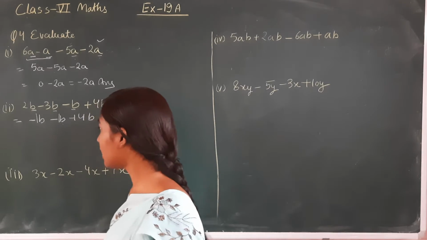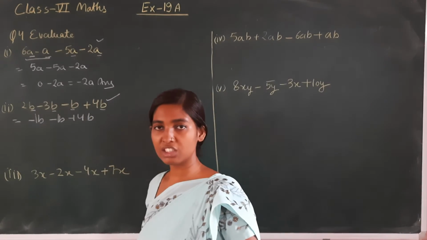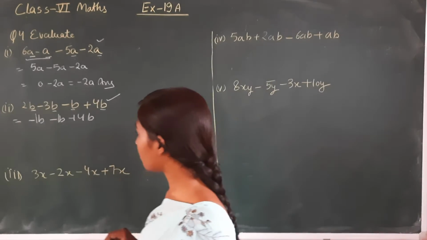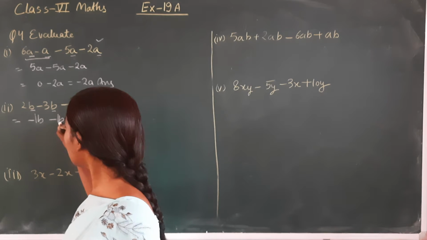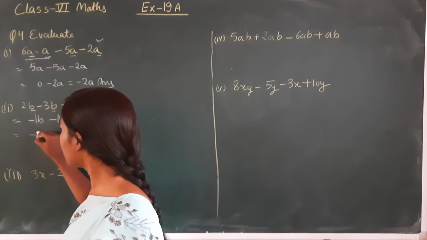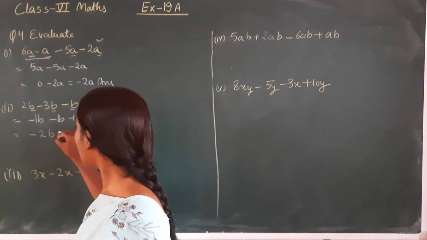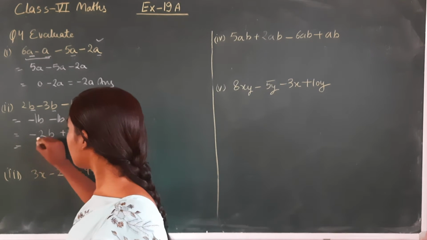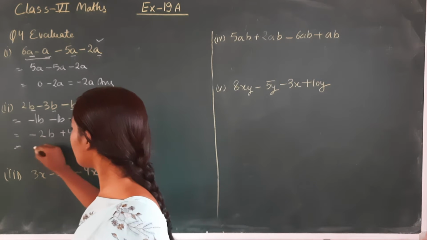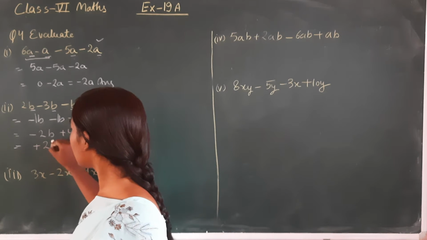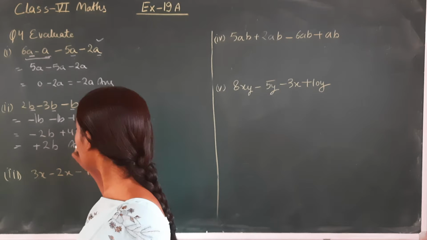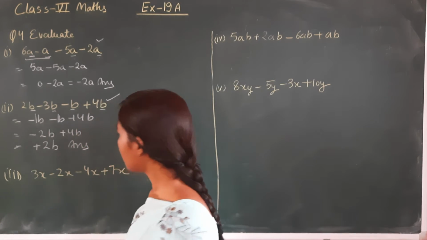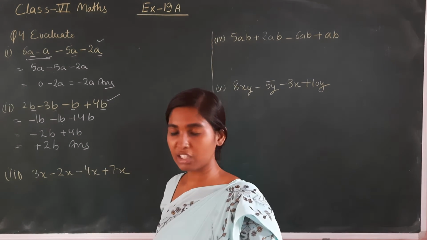Don't think that nothing written in front means 0 is written. No, it is not so. So minus 1 and minus 1 will become minus 2b, and plus 4b. Then minus 2 and plus 4 will become plus 2b. This is the answer. In this you may have a little bit of confusion.